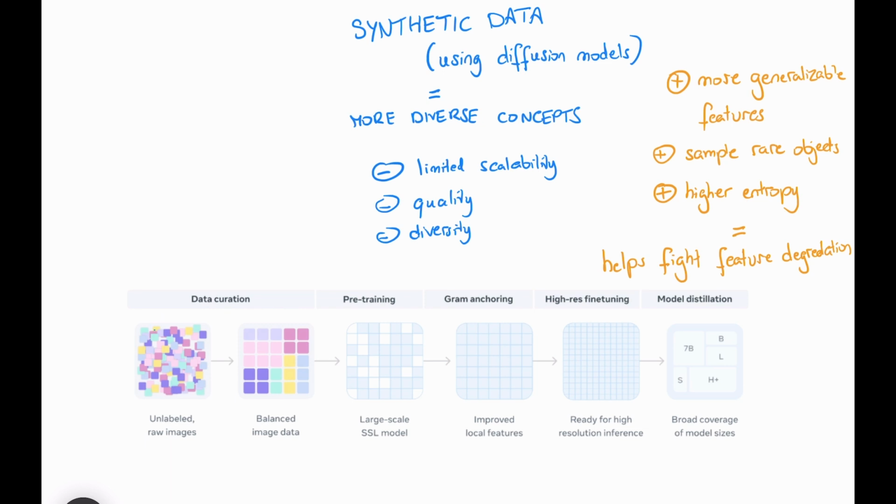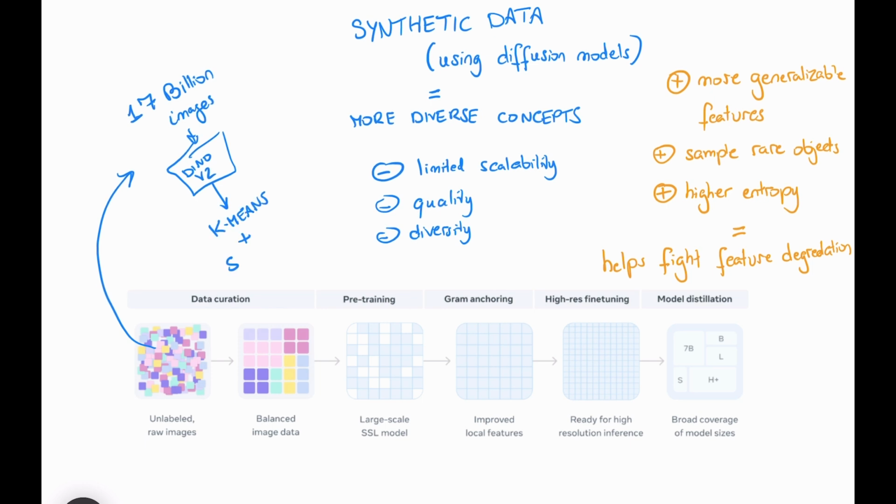So what does the overall training look like? We're starting with 17 billion images, and then we embed those using a DINOv3 encoder. We're going to cluster them into a hierarchical k-means structure to get the concepts. And then we're going to sample a balanced coverage of all of these visual concepts, and we're going to end up with about 1.7 billion images.